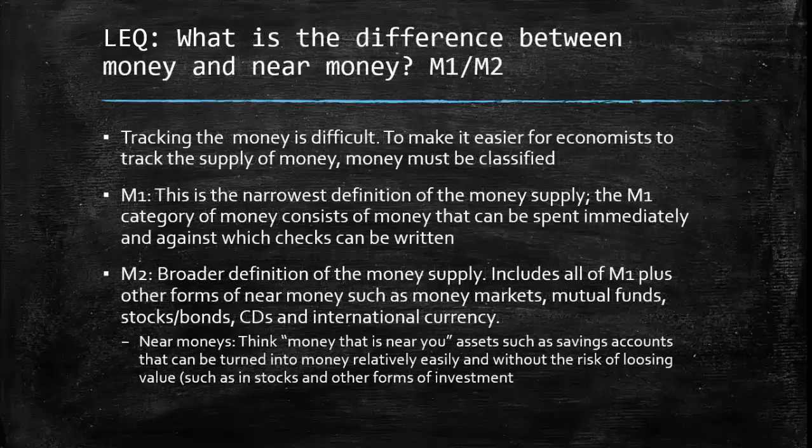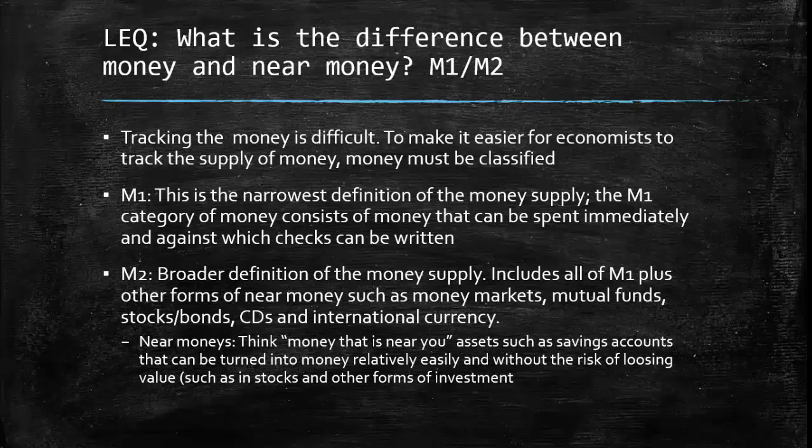Alright, so we are changing our LEQ now. What is the difference between money and near money, also known as M1 and M2? Now, back in the day, economists had trouble tracking the money supply, so what they had to do was categorize money. So I want you guys to understand, when I say near money, or M1 or M2, I'm simply referring to categories of money.